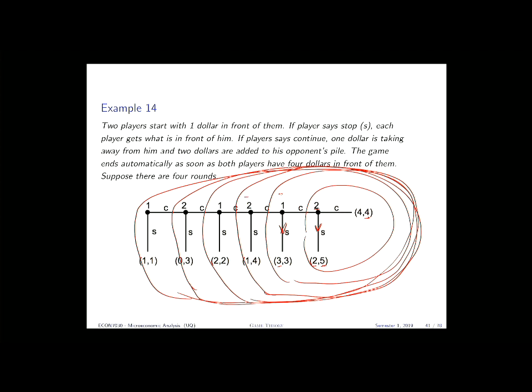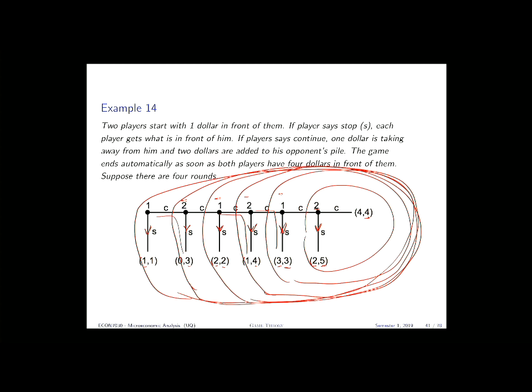Now it's player 2's turn. Player 2 knows if she continues, she'll end up with 3. But if she stops, she'll end up with 4. So this is the best response of player 2. Now player 1 knows if she continues, she'll end up with 1. Here 2 is larger. Again, this is the arrow. Again, player 2 knows she'll end up with 2. 3 is larger. Arrow. Player 1 knows she'll end up with 0. 1 is larger. Arrow. Therefore, the subgame. So now, can anybody tell me what is the subgame perfect equilibrium of this game?